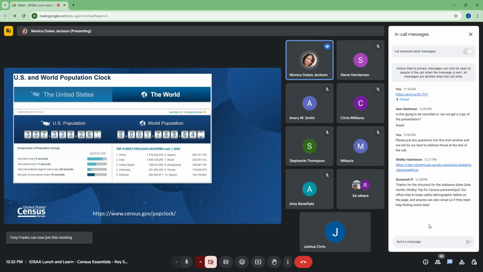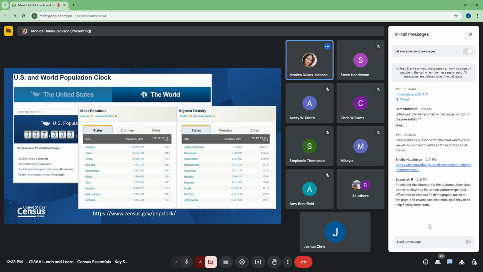I actually included the link on the slide here. If you were to go here, this number is always moving based on the components of population change. So we estimate that there's a birth every 9 seconds in the US, a death every 11 seconds. There's one international migrant entering the US every 28 seconds. And so that is a net gain of one person every 18 seconds. So when you look at the actual clock that's moving on the site, it is moving every 18 seconds. And then we also have the 10 most populous countries as well.